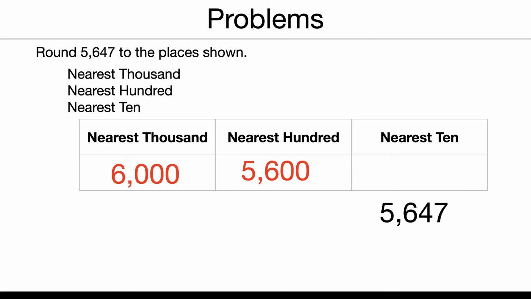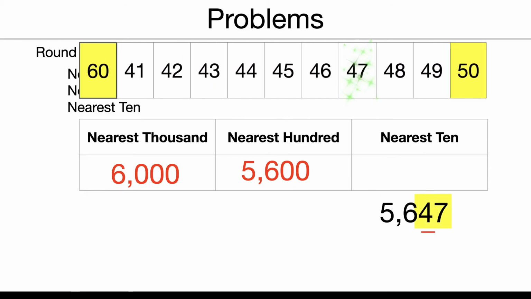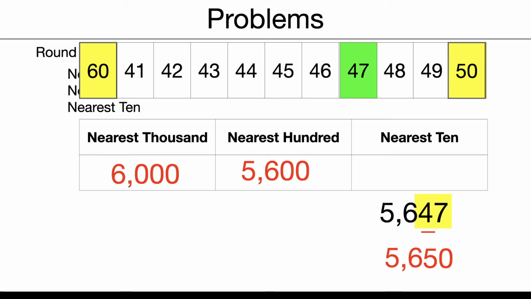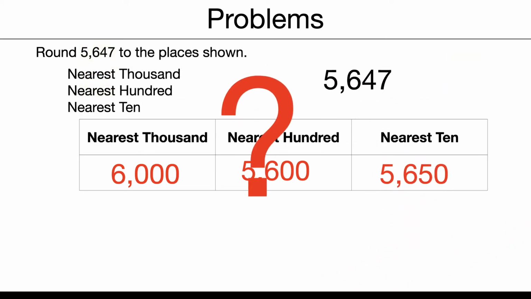Now we're going to do the same number, but this time to the nearest 10. So we underline, box, 47 rounds to 50. And we only have digits to the left this time. Don't forget your comma. Our answer would be 5,650. And so that's how we would solve that problem.